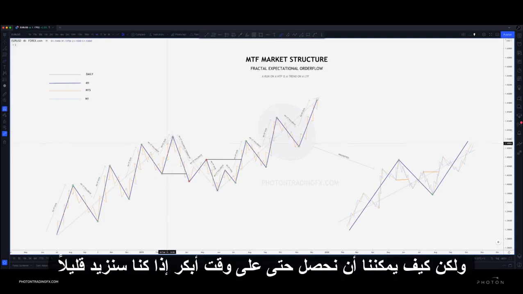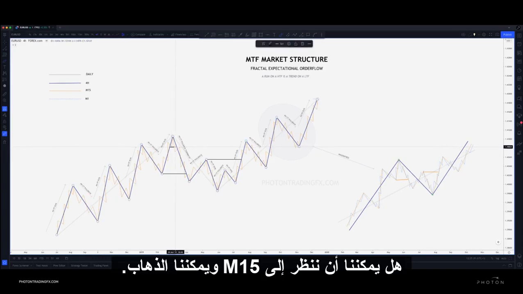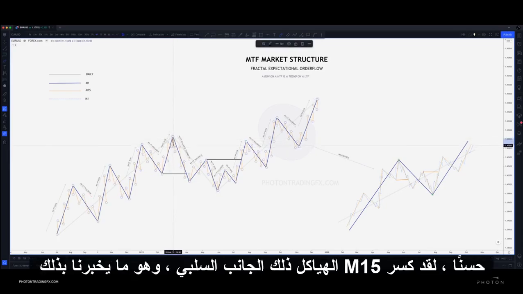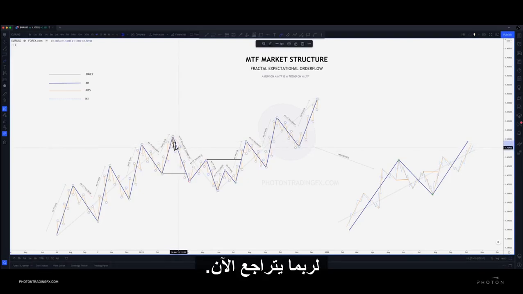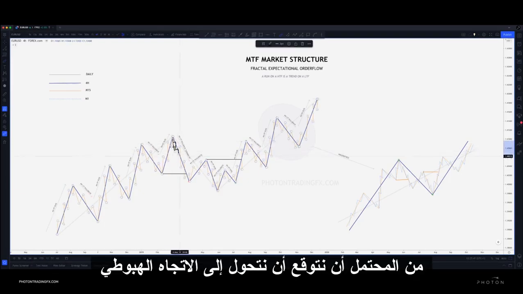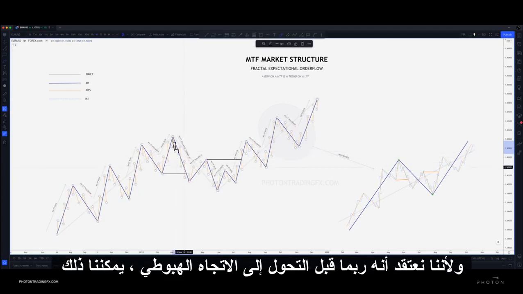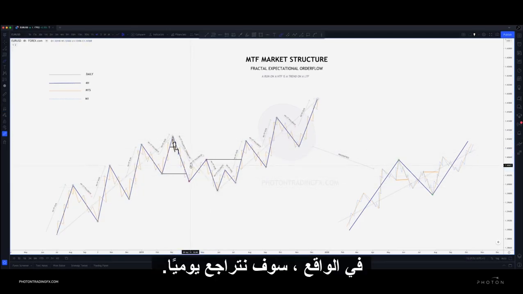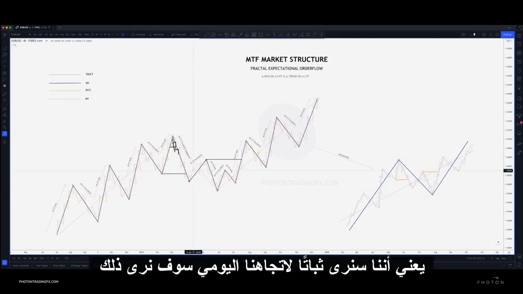If we were a bit more aggressive, we could look at the M15 and say, okay, the M15 has broken structure to the downside, which tells us that the 4 hour may be pulling back. Potentially the 4 hour, we can anticipate, is going to switch bearish, and because we think the 4 hour may be switching bearish, we can anticipate that actually we're going to get a daily pullback. So that means we'll see a sustained 4 hour daily trend.